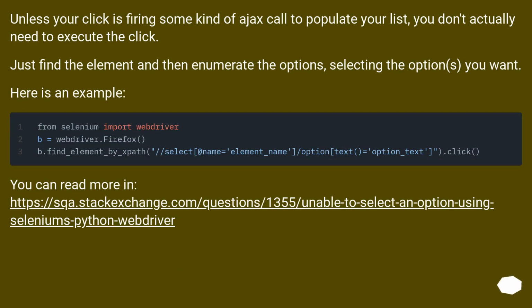Unless your click is firing some kind of AJAX call to populate your list, you don't actually need to execute the click. Just find the element and then enumerate the options, selecting the options you want. Here is an example. You can read more in this URL.